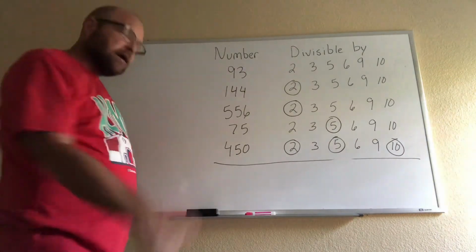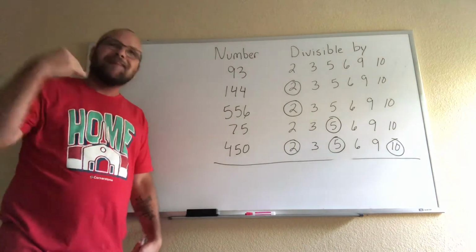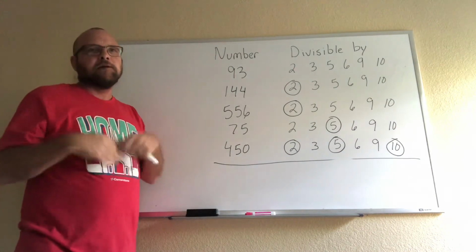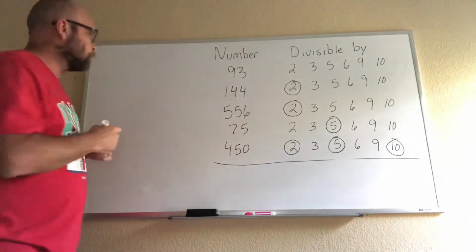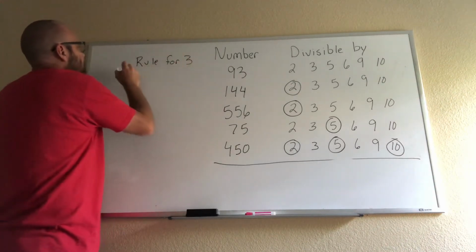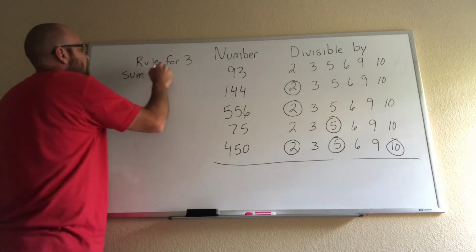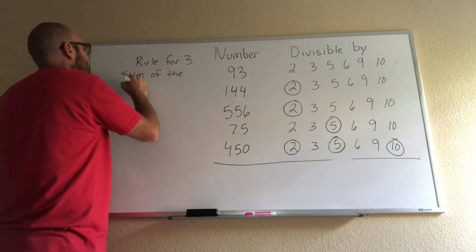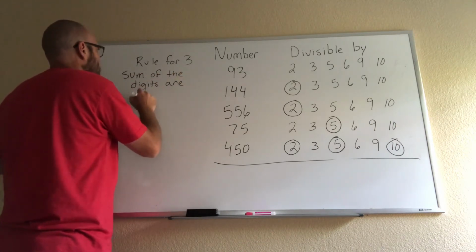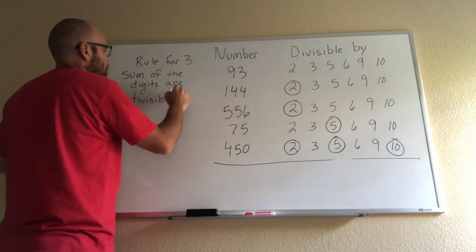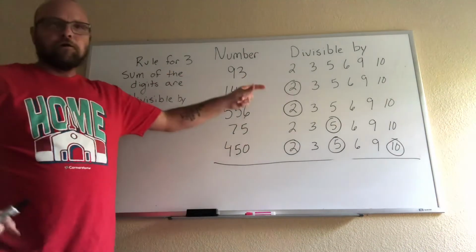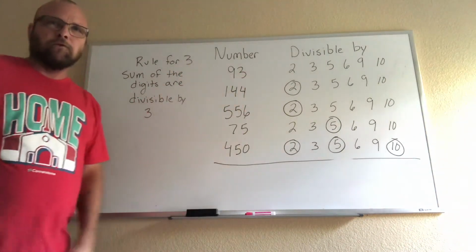All right, now we're going to go back and do 3. 3 is not difficult, but it is more difficult than the others. But that doesn't mean it's difficult. The rule for 3: the sum of the digits are divisible by 3. Which means when we add the digits together, 3 times something will equal that number.